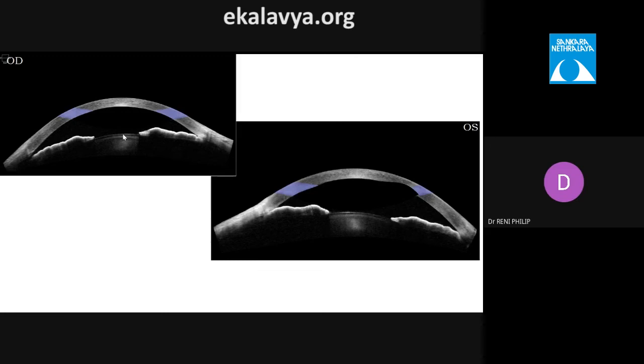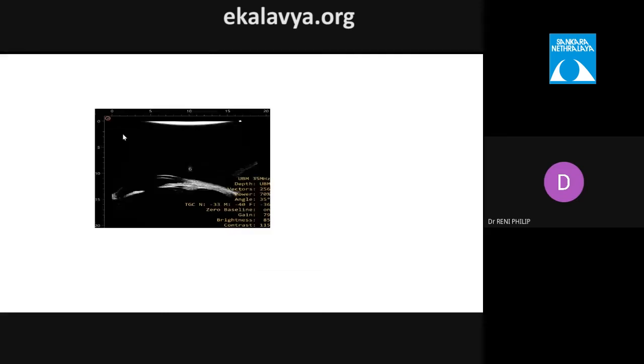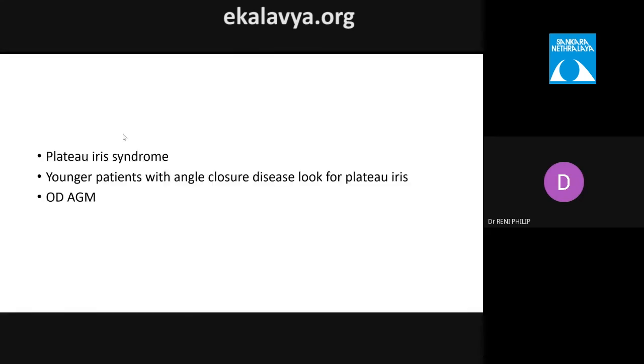All this can be seen, but you cannot see the ciliary body or the ciliary process. So in case of a plateau iris, it would be better to have a UBM. We have an anterior rotated ciliary process, absence of the ciliary sulcus, and a very shallow periphery compared to the center, and there is no bowing. So in all young patients with angle closure, you must definitely make sure that there is no plateau iris.